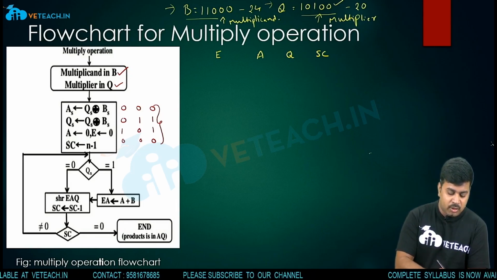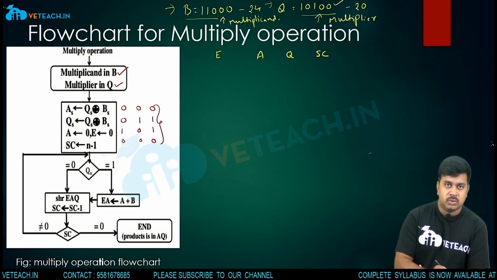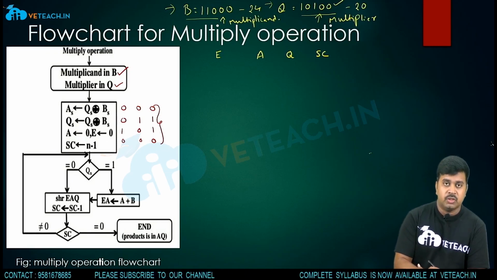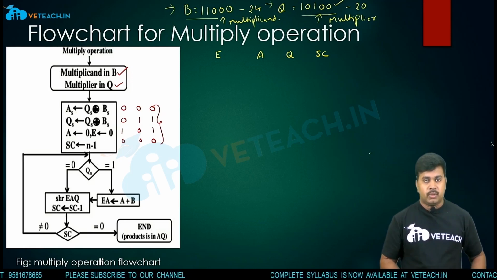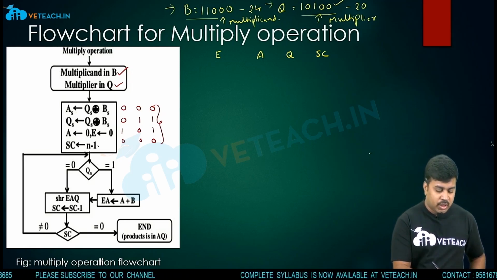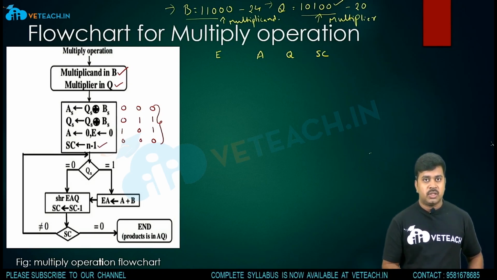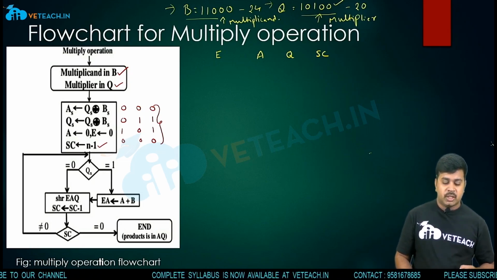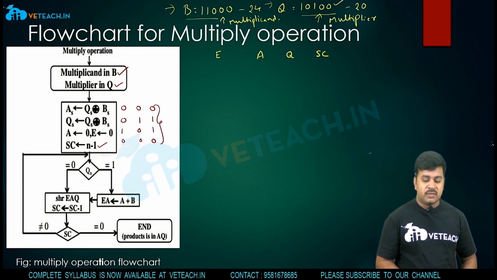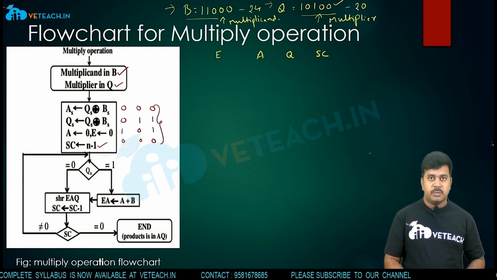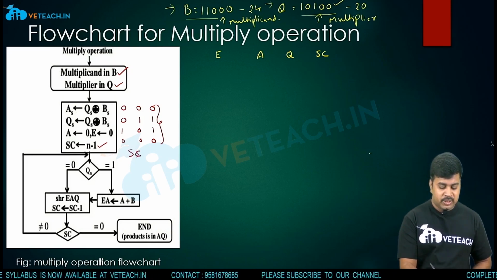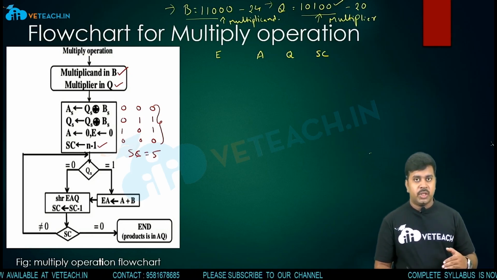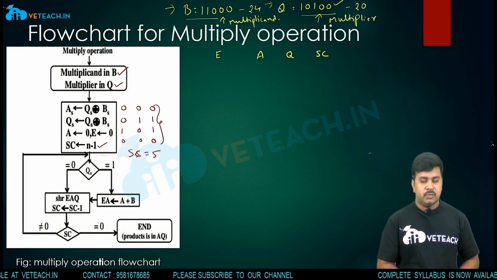Now again you have to make A equal to 0. So A will be all zeros at initial placement, and E also will be 0 at the start of the problem. And then you have to count the number of bits in the sequence counter. The sequence counter is the total number of bits in the B register and Q register. B is having 5 bits and Q is having 5 bits, so here the sequence counter will be 5. Every time you need to decrement the sequence counter in this flow chart.